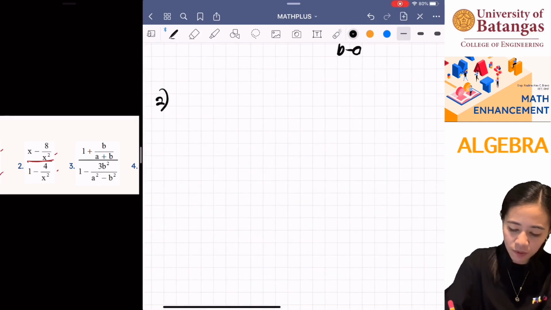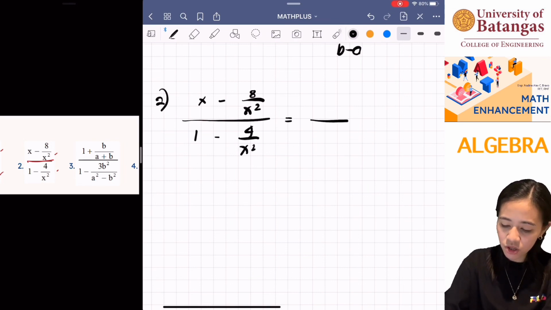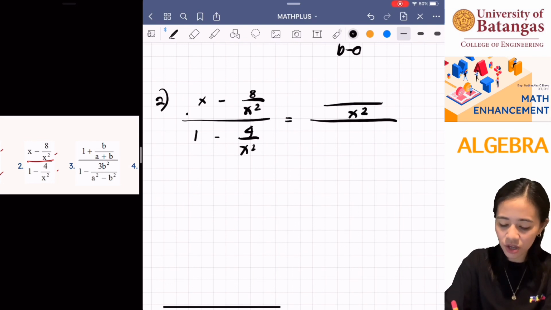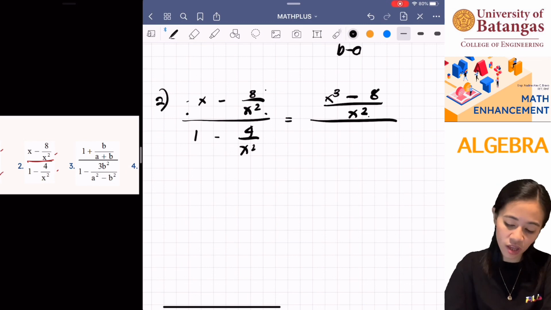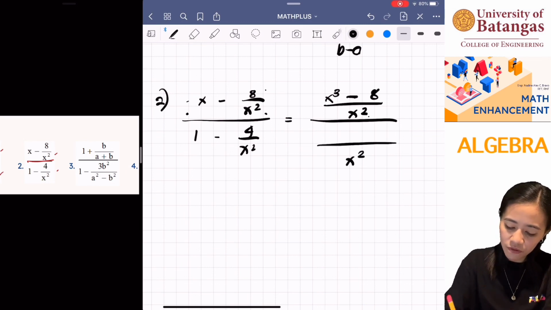We have here x minus 8 over x squared all over 1 minus 4 over x squared. Pares to ng denominator. X squared divided by 1. So that's x squared times x. So that's x cubed. Minus x squared divided by x squared. That's 1 times 8. So you get 8. In the denominator, you have x squared. Okay. Divide 1 times 1. So you get x squared.